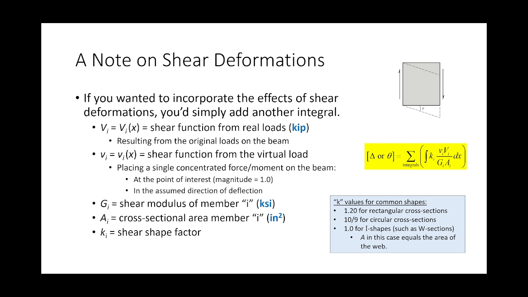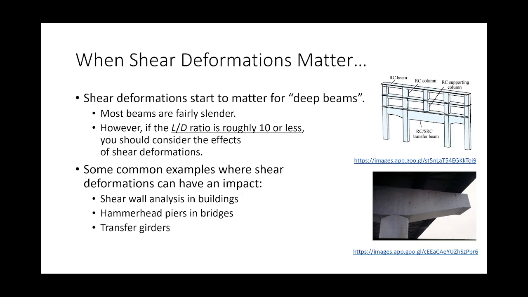And so you can derive K values for common shapes. So like if you have a rectangular beam, like a 2x4, then your K value is 1.2. If you have a circular beam, K is 10 over 9. And for I-beams, because I-beams are really, really thin rectangles, we're able to use 1. So for like W-sections, we can use a K value of 1, as long as the area that we use is the area of the web. You know how I-beams have the flange and the web? As long as we're just using the area of the web, we can take K as 1.